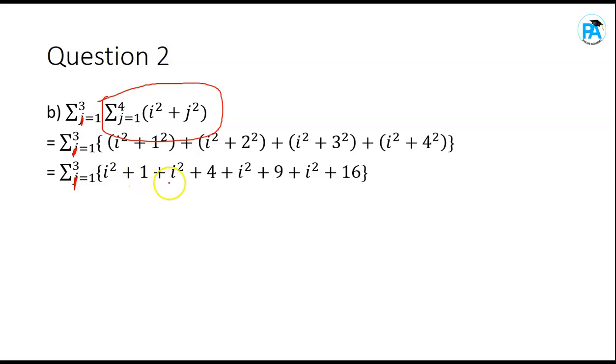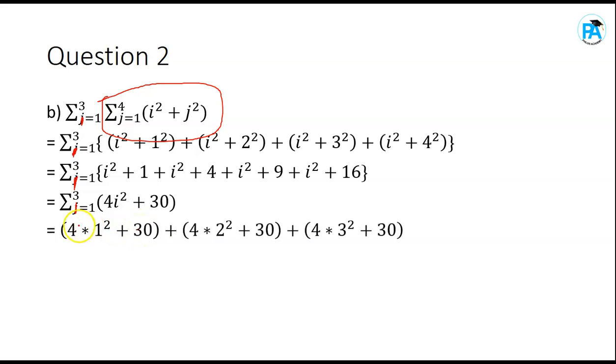So when you add them, i squared plus i squared plus i squared plus i squared gives you 4i squared. Are you getting it? 4i squared. Then 1 plus 4 plus 9 is 14, plus 16 is 30. So you are going to have the sum from i equals 1 of 4i squared plus 30. Before you now simplify this also, that gives you what? 4i squared means 4 times i squared. So we are going to take 1 to 3.